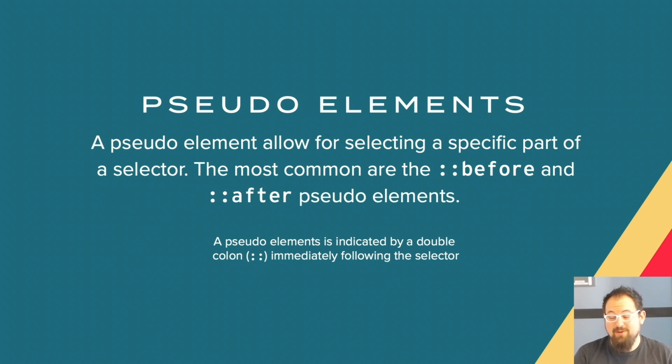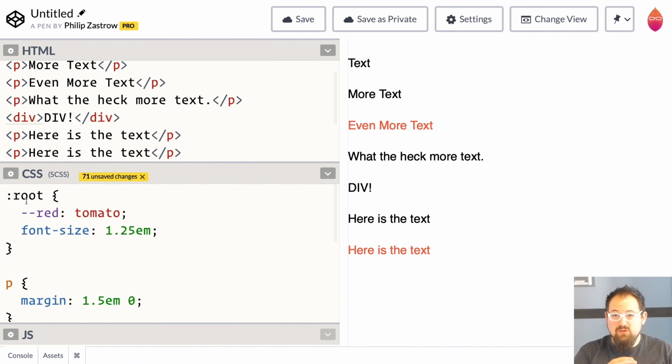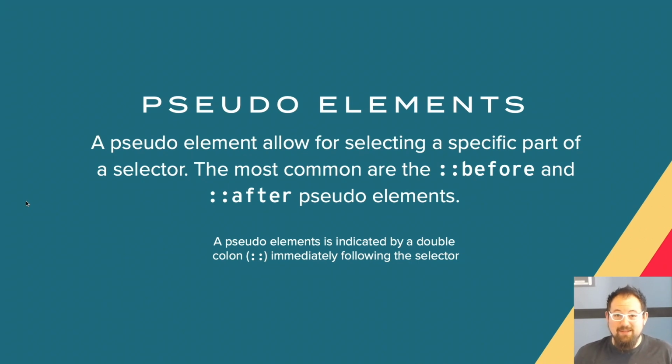Next up are pseudo elements. Now, one thing I did not point out, but I will go ahead and show, is that a pseudo class is indicated by a single colon between the selector and whatever it is that your pseudo class is. A pseudo element is a double colon. That is the difference between these. Now, there are some older pseudo elements like before and after that will accept a single colon, but the proper way is a double colon.